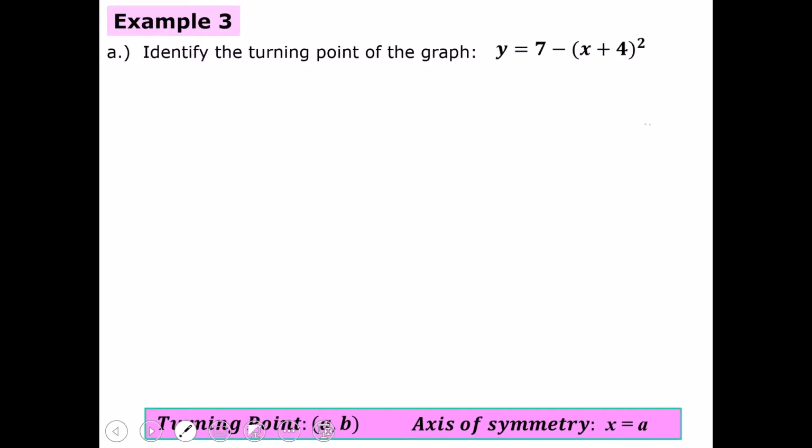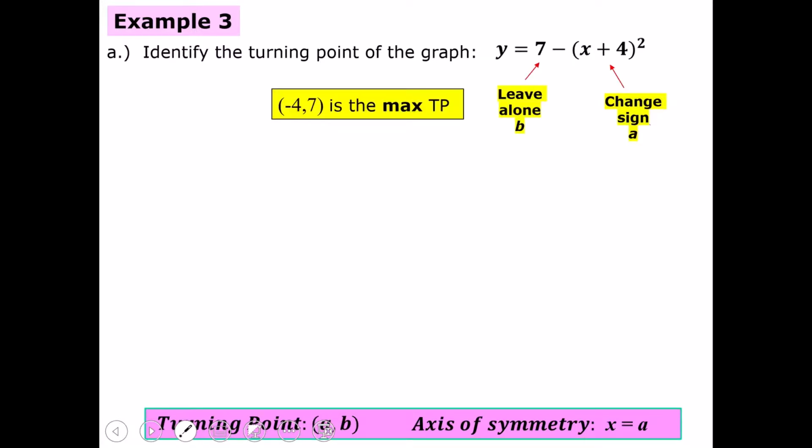So this time we are just wanting to, from our equation, identify the turning point of the graph. So we're not going to see the graph, we're just being asked to identify the turning point. So our A value, we're going to change the sign, and for B, we're going to leave it alone, which makes our turning point -4, 7. And it's important that we identify and write down if it's a maximum or a minimum turning point. In this case, it is a maximum.